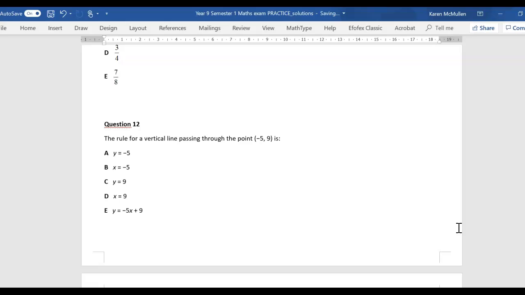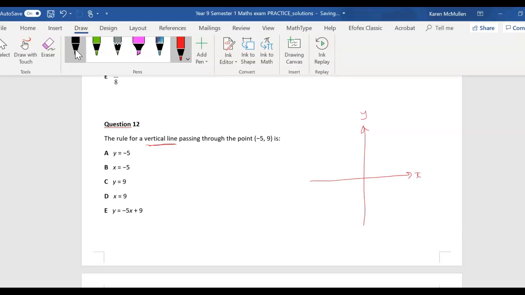Question 12. All right, so now we're going into some linear. Question 12, the rule for a vertical line passing through the point -5, 9. This question's a bit tricky because we've got a vertical line, so you need to realize that. Let me just draw my axes, and I might draw the line in black. So a vertical line going through -5, 9.